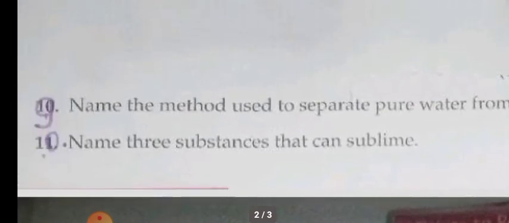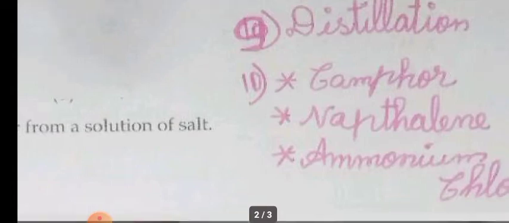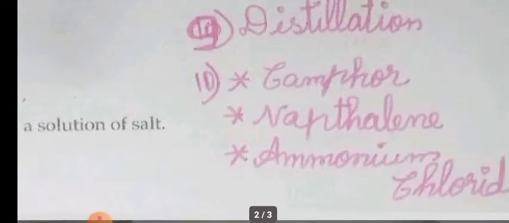Question number 10. Name 3 substances that can sublime. Sublime means on heating, it converts directly from solid into gas. It will not convert into liquid. So the answer is camphor. Camphor we know, we use in our houses to do pujas and all. Next one is naphthalene, the naphthalene balls we are using.